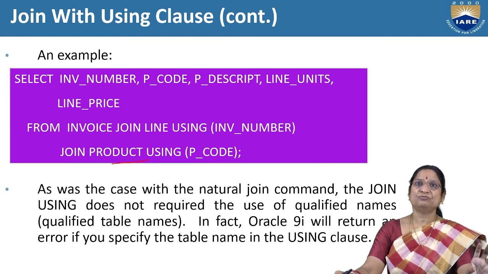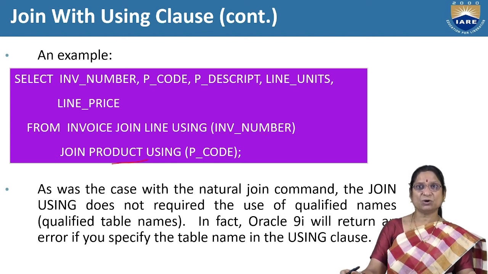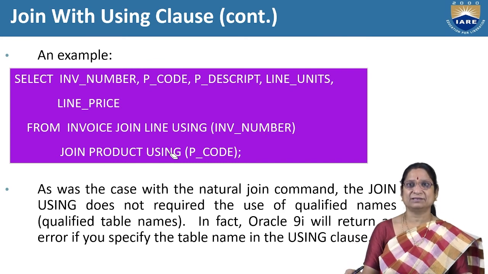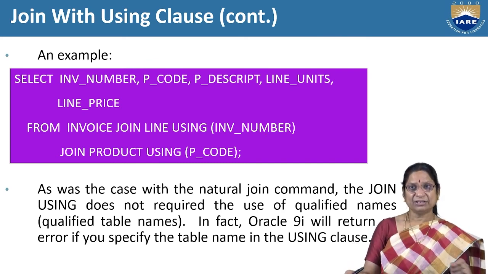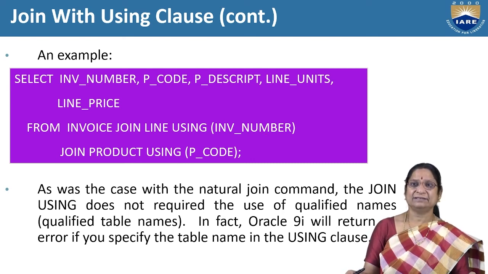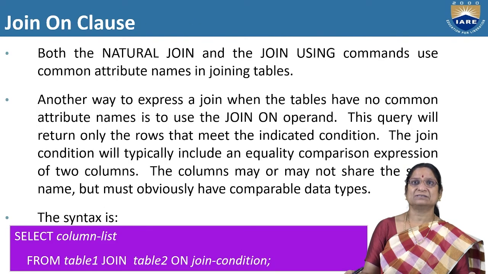We will write from first table name, join second table name using column name. Then the mapping will be an equality condition. Similarly, join third table name using the attribute name on which the mapping is going to be considered. So when the natural join is used, join using does not require any use of qualified names. A common name we are giving, no qualified names will be considered, and certain Oracle versions allow these options. Certain Oracle versions don't allow.